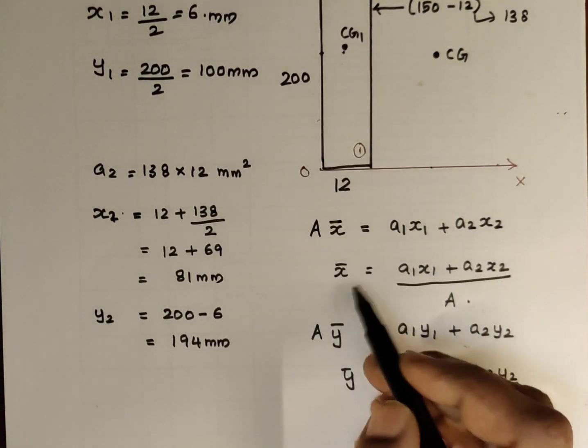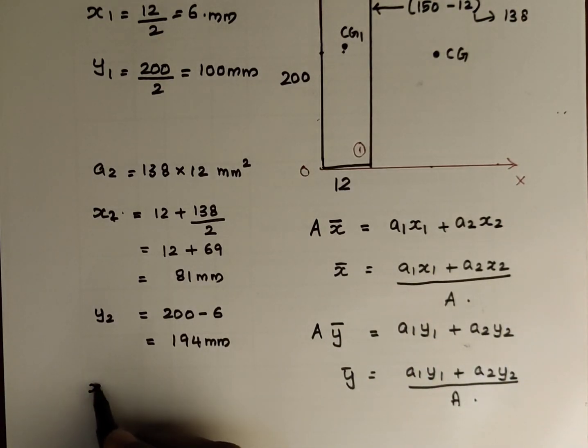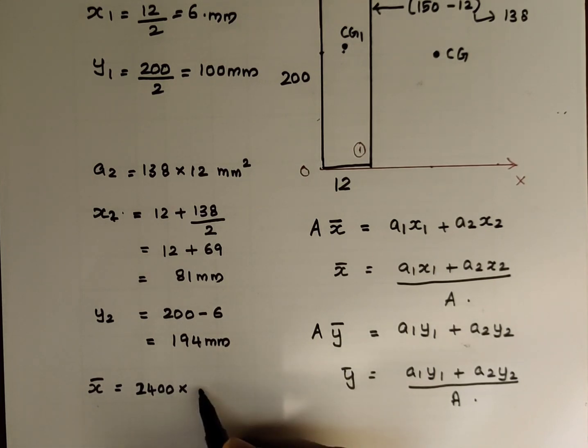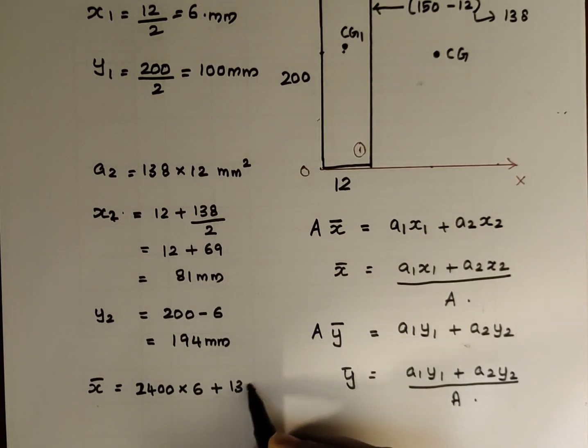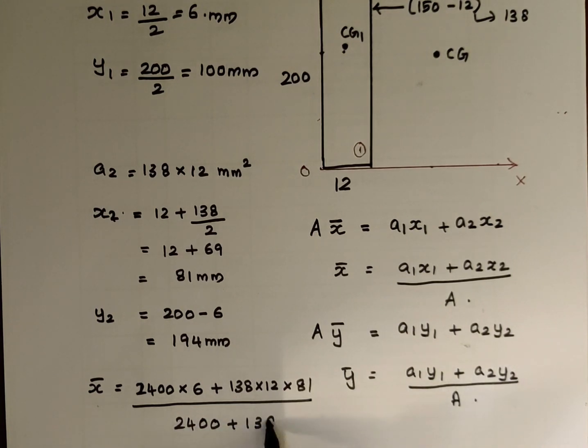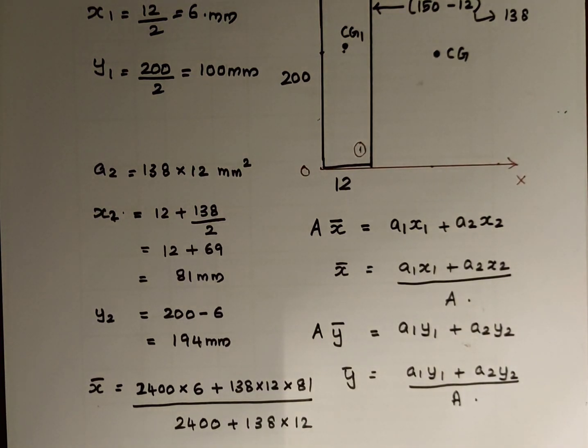So now you have to apply in this equation, that is x bar is equal to 12 into 200, that is 2400, into x1, that is 6, plus 138 into 12 into x2, x2 is equal to 81, divided by 2400 plus 138 into 12. So this is equal to 36.62 millimeter.